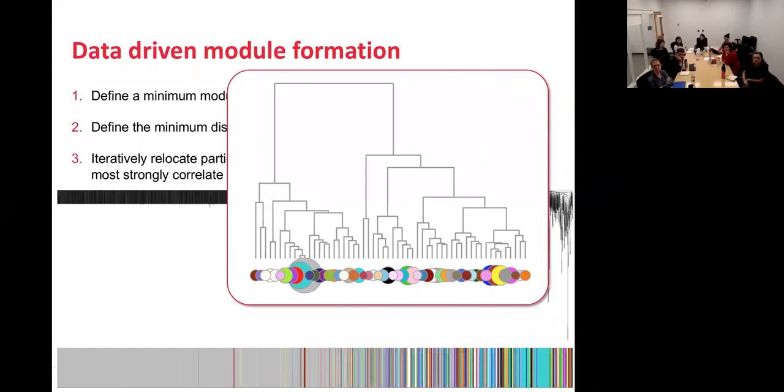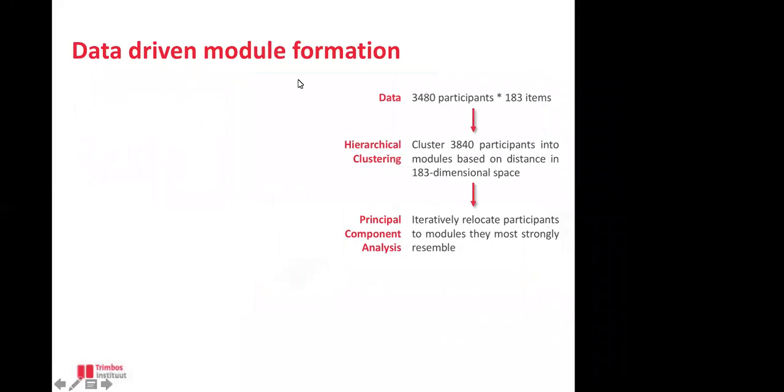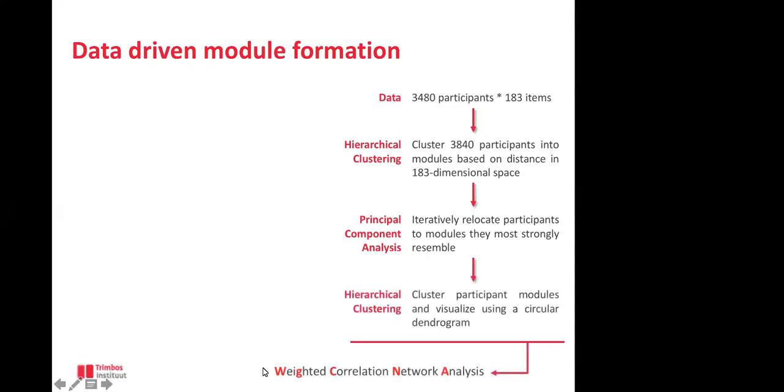Thank you, Dr. Lindholm. Okay, so to recap, because it might be a little bit daunting. We have this data set of 3,480 participants and 183 items. Using hierarchical clustering, we cluster them into these modules. Then, using principal component analysis, we iteratively relocate those participants to the modules they most resemble. One further step is that you can now cluster these modules. This entire analysis pipeline is called WGCNA, which is often used in molecular biology.